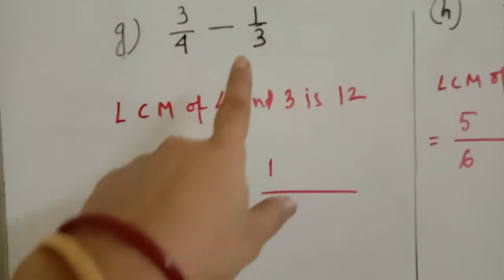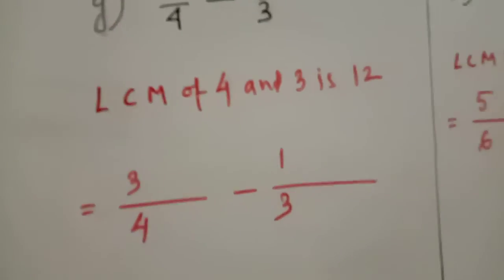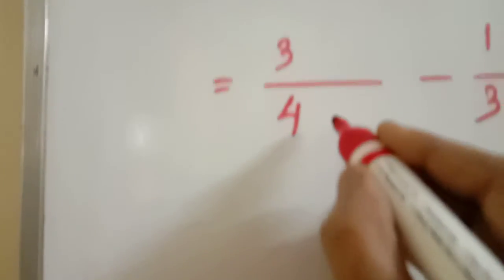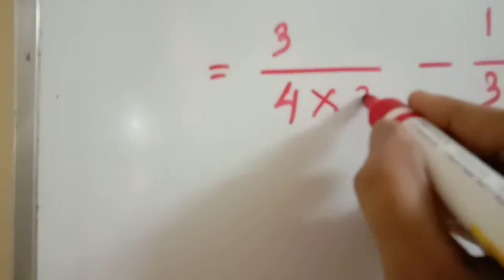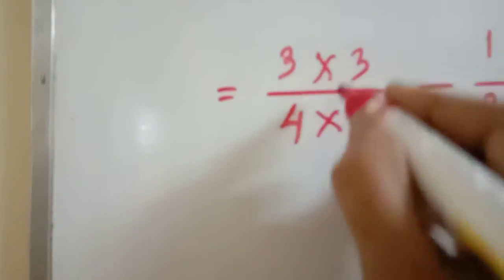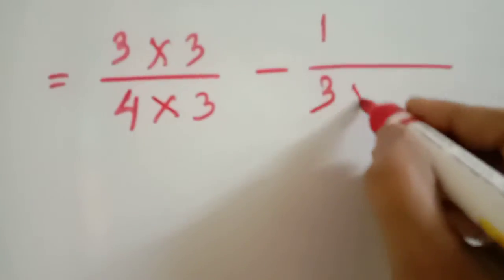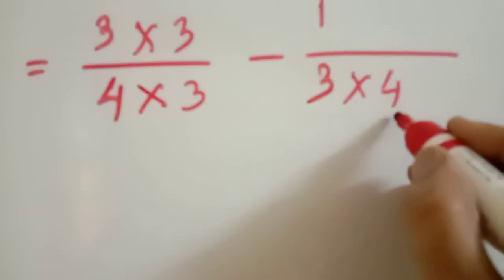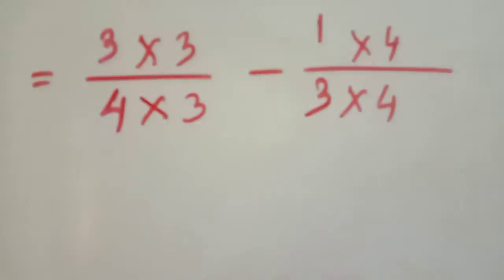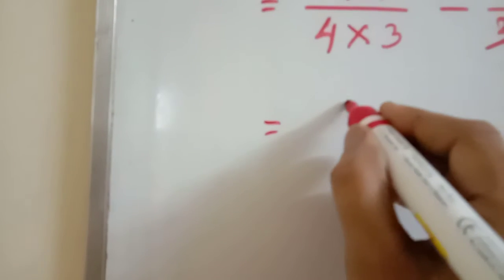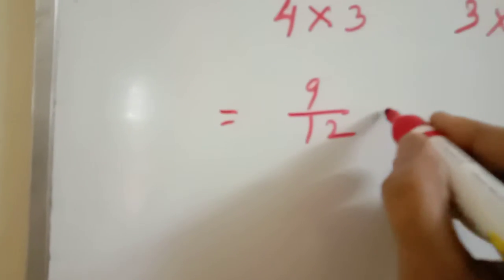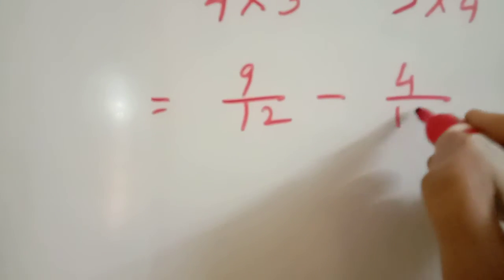I have written 3 by 4 minus 1 by 3. Now to make the denominator 12 here, we need to multiply it by 3, both numerator and denominator by the same number. Here also you have to multiply by 4 to make it 12, both numerator and denominator by the same number. Now 3 3s are 9 by 12 minus 4 by 12.